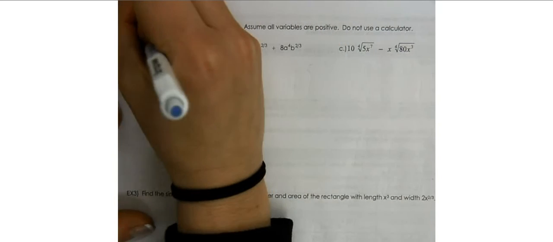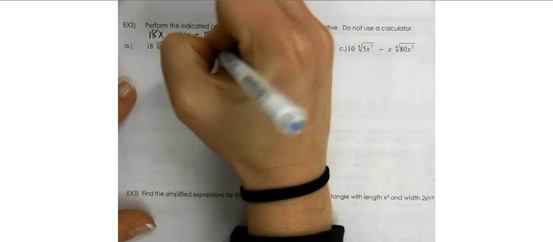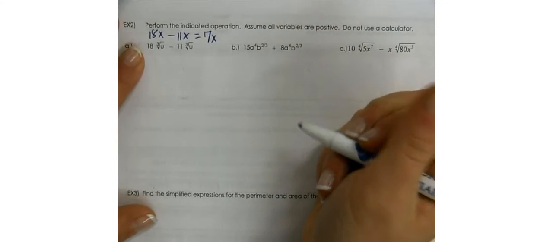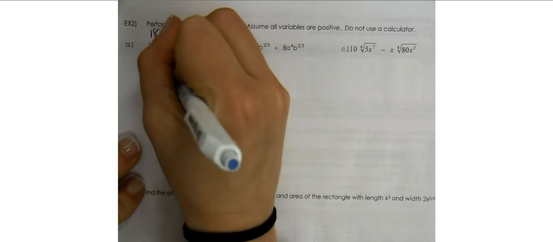So we would look at 18 times the cube root of u minus 11 times the cube root of u as if this was like 18x minus 11x. That would equal 7x. So just like we have down here, we would combine the numbers in front. And our answer would be 7 times the cube root of u. And that is simply your answer. We just subtract the numbers in front. Let's go ahead and look at letter B.